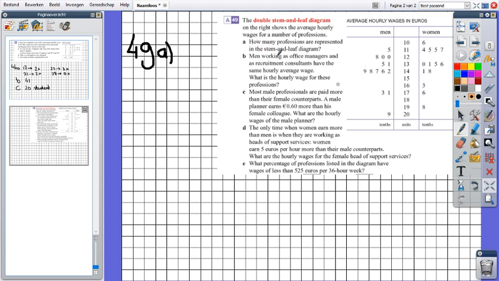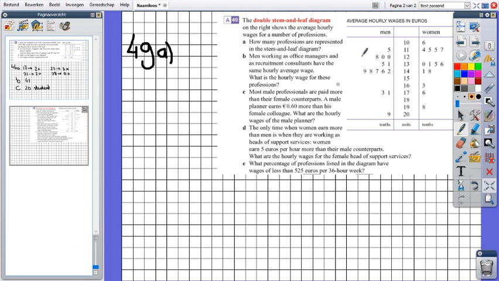The first question, how many professions are represented in the stem and leaf diagram? Do note that they do not say how many data are represented in the stem and leaf diagram. So first take a look. This diagram shows the average hourly wages for a number of professions. And in this case, the wages are separated for the wages for men and the wages for women, right? So those wages are for the same professions.